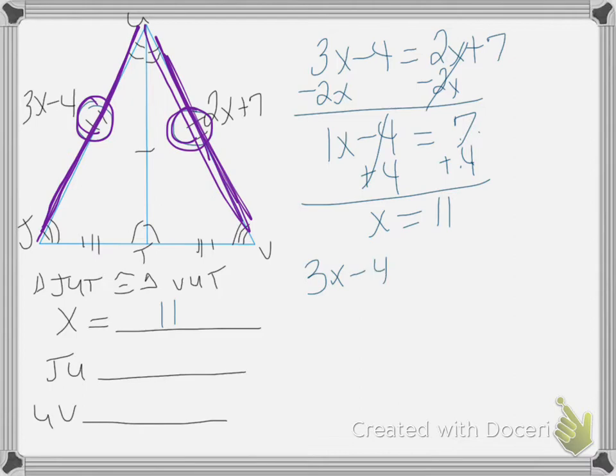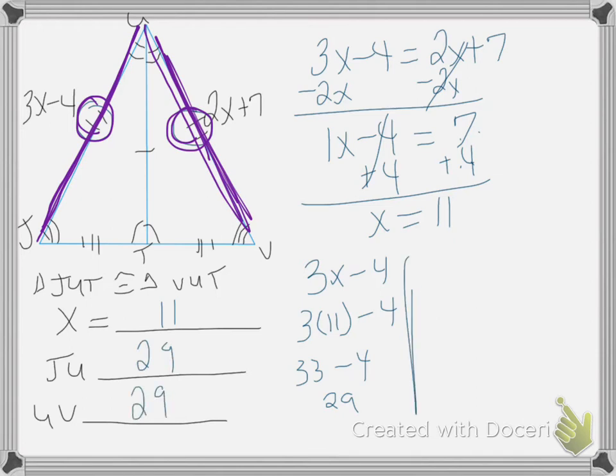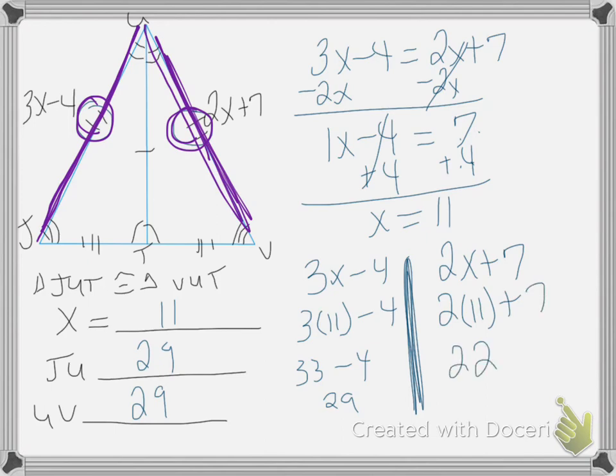3x minus 4. 3 times 11 minus 4. 33 minus 4, that would be 29. 3x minus 4 is JU, so that is 29. Hopefully this is 29, if not we did it wrong. Let's see. 2x plus 7, 2 times 11 plus 7. 2 times 11 is 22, plus 7 is 29, and yep, I'm a genius. We got it right.